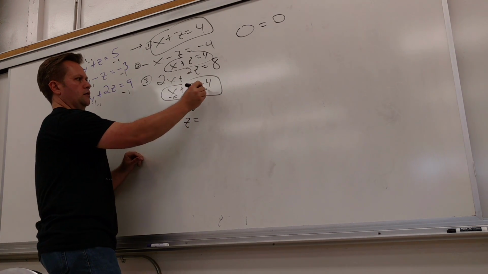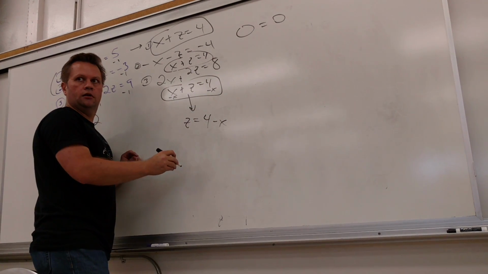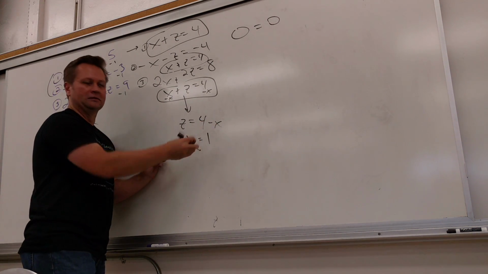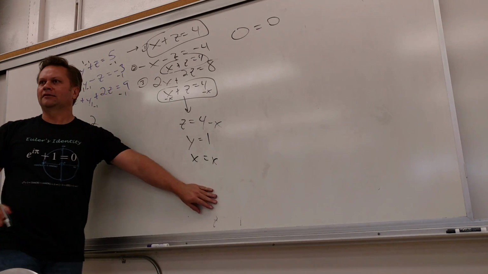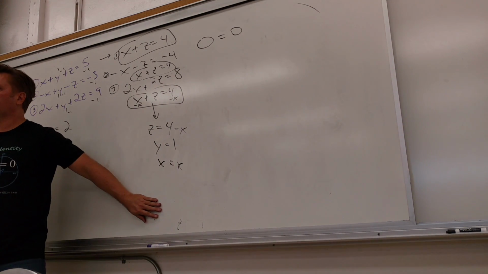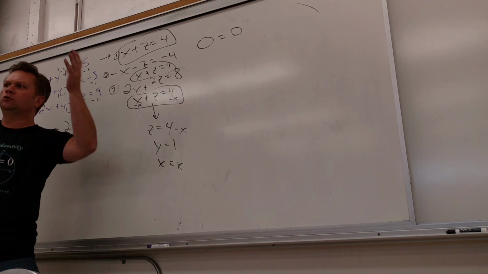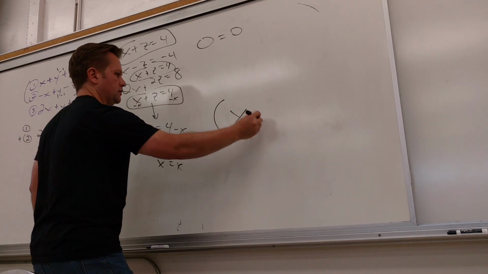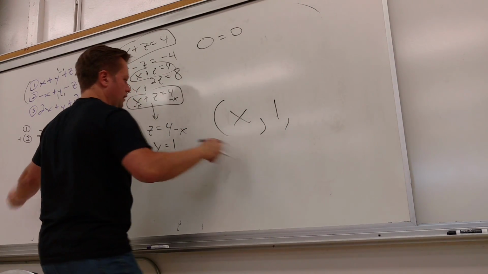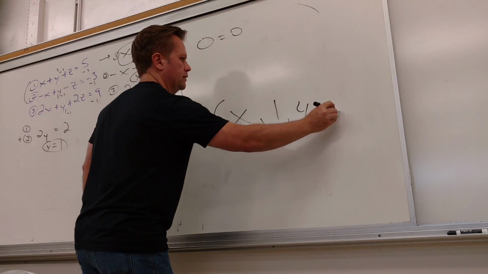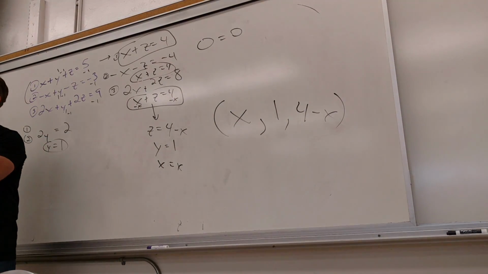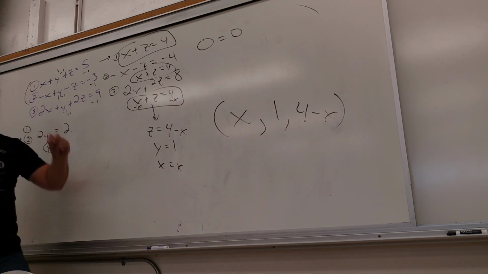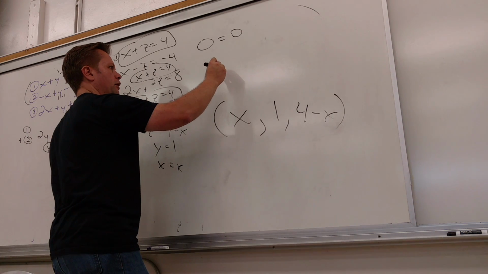4 minus x. And what was y? 1. And what's x? x. So there's an infinite number of answers. You can't tell me the answer is 217. No, the answer is any x you want. y has to be 1, and then z has to be 4 minus x. Any point that looks like that is an answer to this. So let's say, what if x is 3? What point would that be?